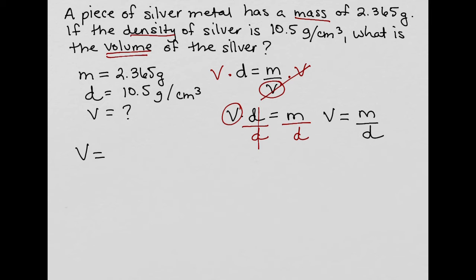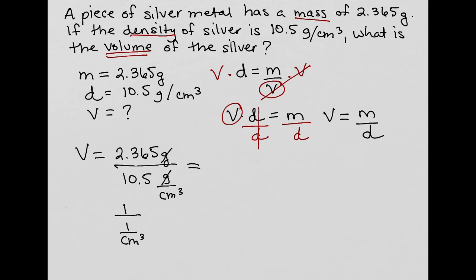So if I plug in my numbers, my mass was 2.365 grams, and my density was 10.5 grams per cubic centimeter. And I want to double check my units and make sure that I'm doing this the right way. If I look, grams and grams cancel out, and then for my units, cubic centimeters, I would effectively have 1 over cubic centimeters. And if I have 1 over something, that leaves me with the something. So that's cubic centimeters. So I know my answer is going to be in cubic centimeters, which is good.